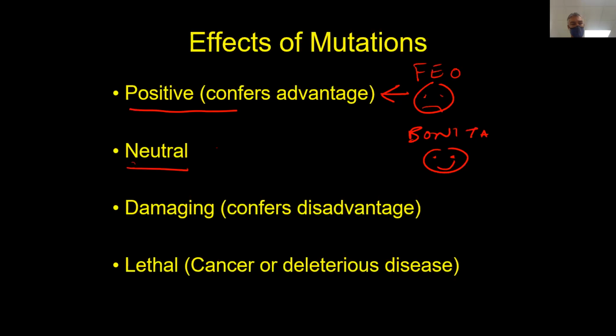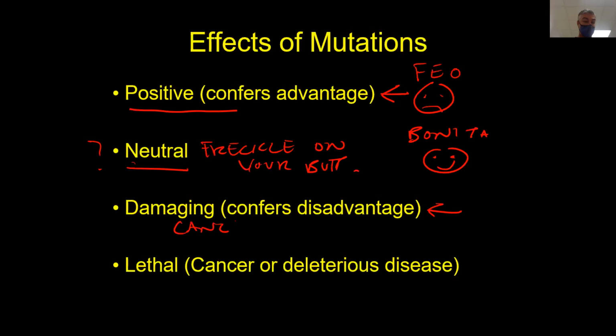So all of a sudden now you've got a freckle on your butt. Oh, I've got a mutation that gave me a freckle on my butt. Probably not going to give you much of an advantage. Who cares? It's a freckle on your butt. Your butt should probably never see the light of day, right? Now, damaging could be a problem. So that could be like the cancer on my face. It doesn't kill me, but it could give me a problem. Or maybe I could have poor eyesight.